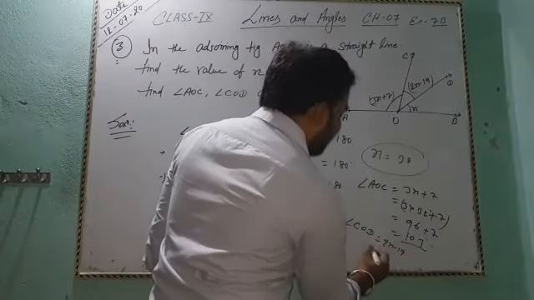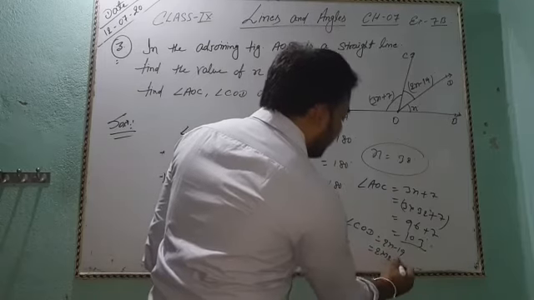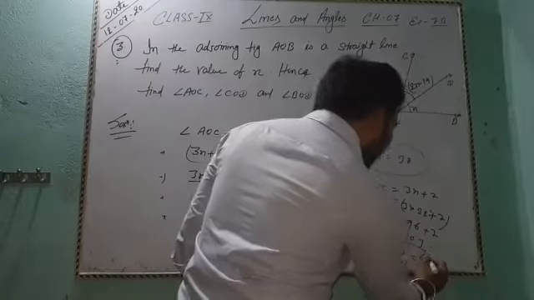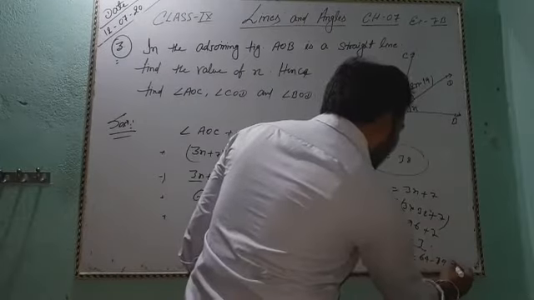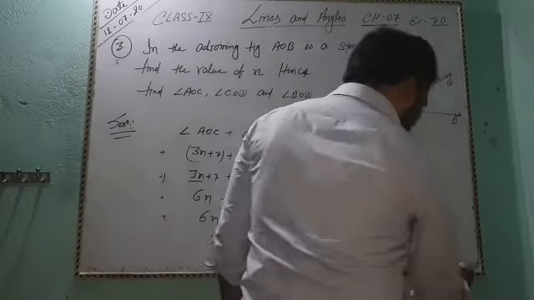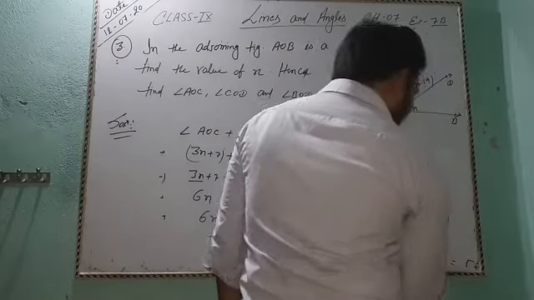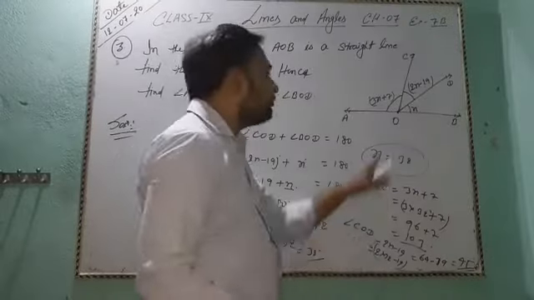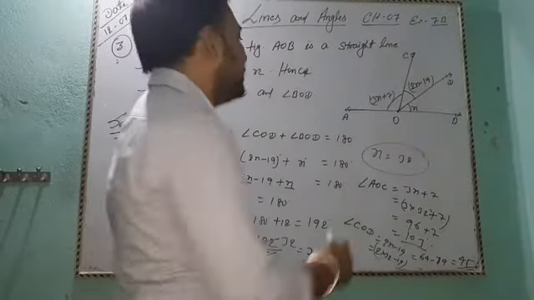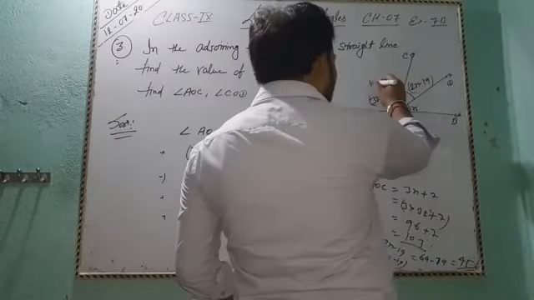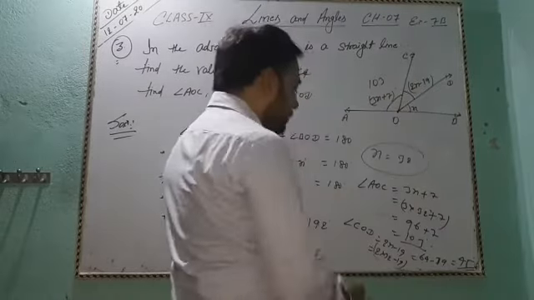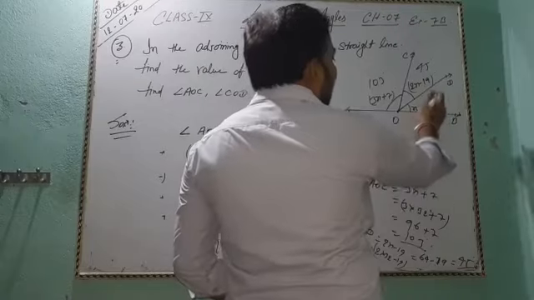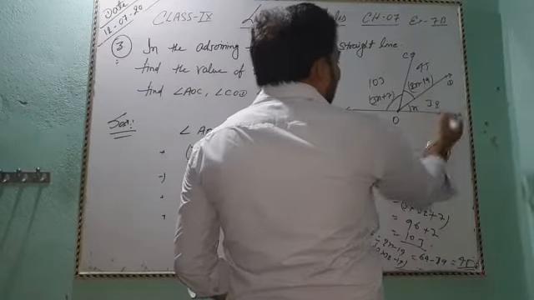The value of angle COD equals 2x minus 19. So 2 multiplied by 32 is 64 degrees, and minus 19 gives 45 degrees. So the value of angle COD equals 45 degrees. Angle AOC equals 103 degrees, angle COD equals 45 degrees, and angle BOD equals x, which is 32 degrees.